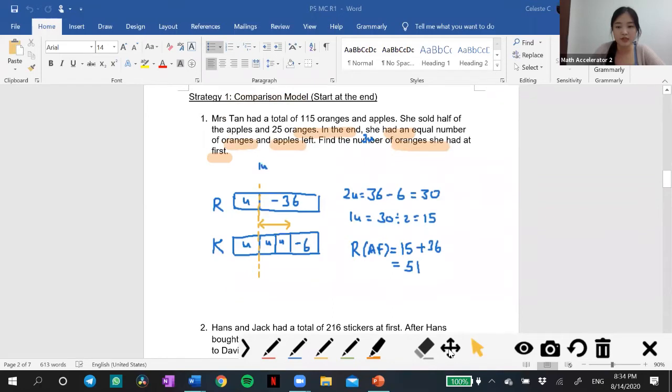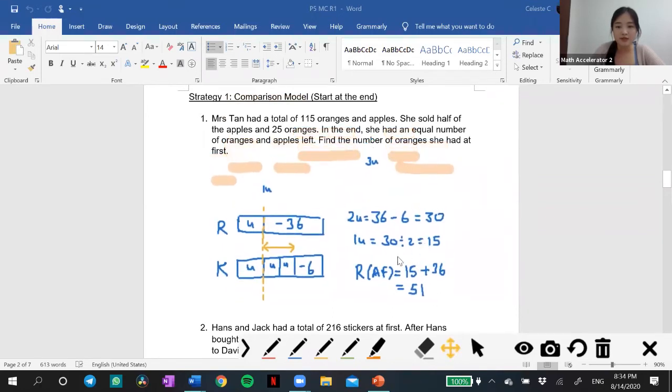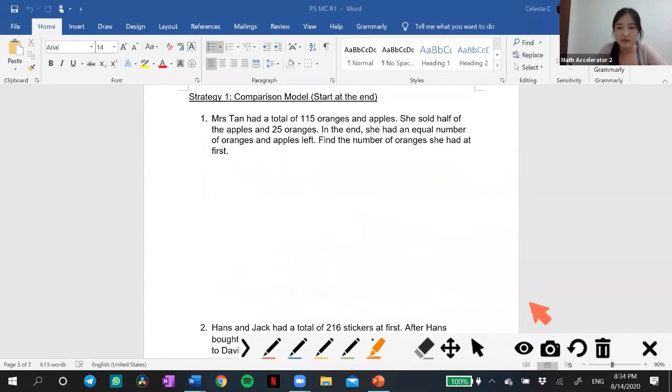Okay, so you're getting the hang of this type of question. So what if they make a twist to it? Let's look at this next question. Okay, so Mrs. Tan had a total of 115 oranges and apples. She sold half of the apples and 25 oranges. In the end, she had equal number of oranges and apples left. Okay, let me clear this. So underline equal number and left. Find the number of oranges she had at first.